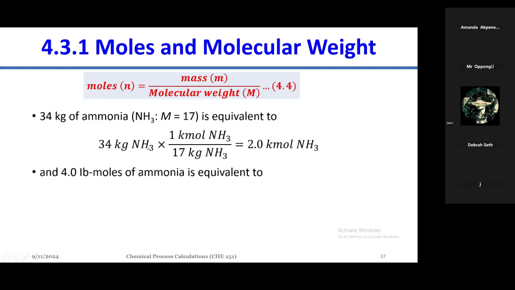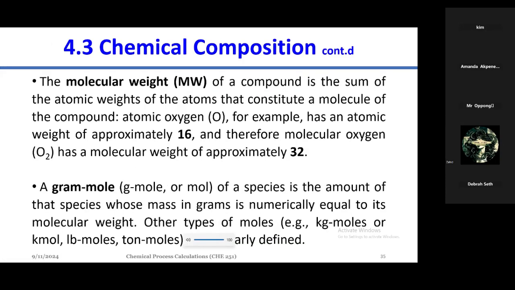So 34 kilogram of ammonia multiplying, so this is where the unit conversion comes in. 17 kilogram of ammonia will contain 1 kilomole. So what will 34 kilogram contain? Right. So we use this as a conversion factor. Because there is kilogram here, you should make sure that the kilogram will be at the bottom here so that it can cancel out.